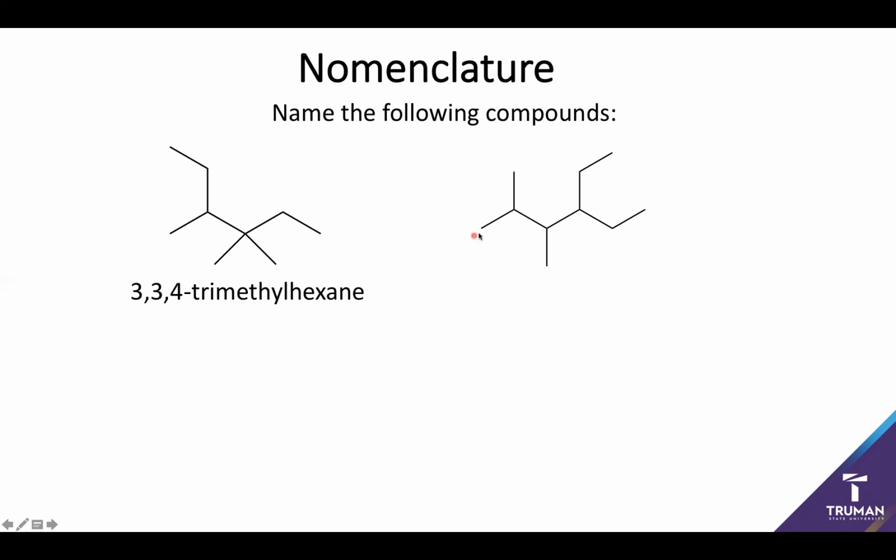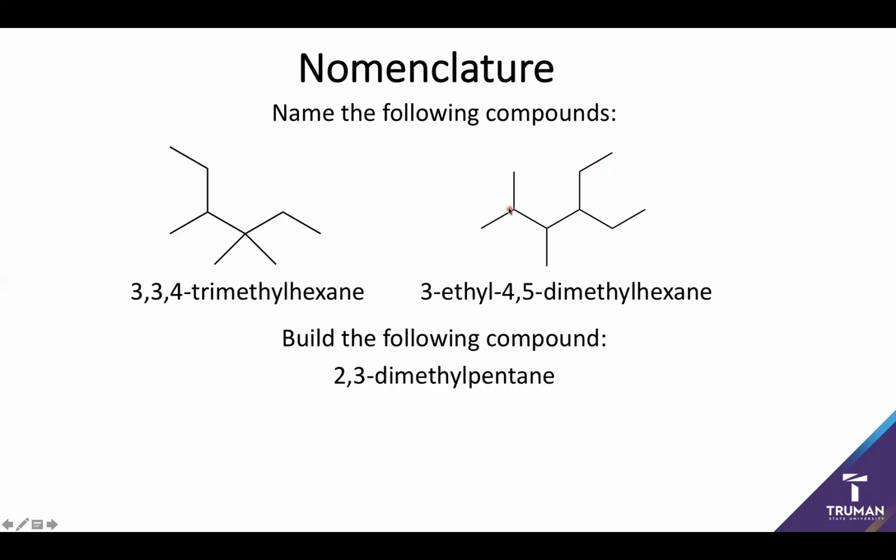Trying to find the longest chain, I'm going to start over here. 1, 2, 3, 4. Both of these groups are the same, 5 and 6. So I've got another hexane. But now I've got much different substituents. I've got a group here that is 2 carbon atoms long, so this means I have an ethyl group. I also have 2 methyl groups here. So we've got to try and minimize that number on our ethyl group. So 3-ethyl-4,5-dimethylhexane. And so that's our compound. However, it's also important we can go the reverse direction.